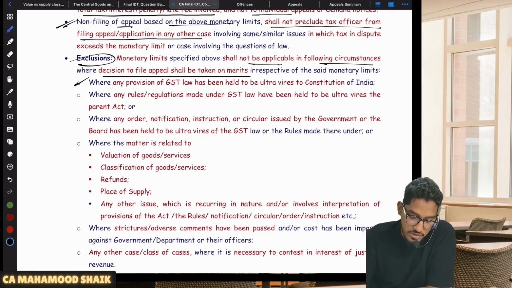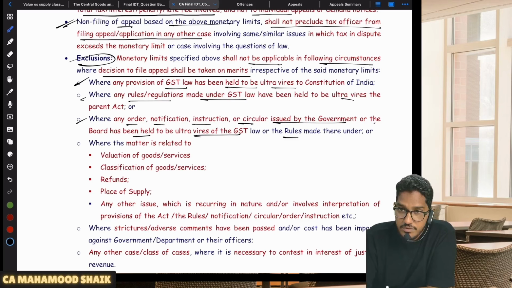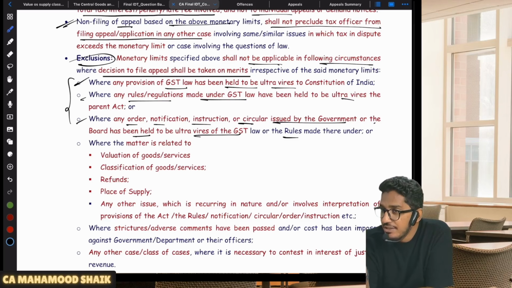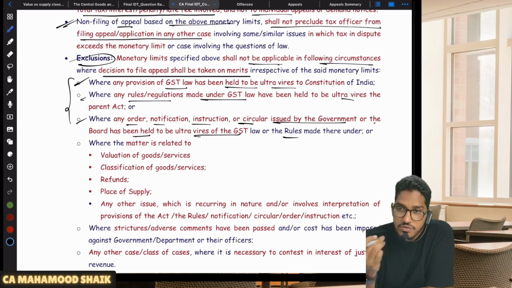That is what the first 3 points say, where provisions of the GST law have been held to be ultra vires the Constitution, or any rules or regulations made thereunder have been held to be ultra vires to the parent Act, rules are overriding the Act, or where any order, notification, instruction or circular issued by the government or the board has been held to be ultra vires to the Act or rules. So that means if they are challenging the validity of the Act, rules, orders or circulars, go for appeal irrespective of the amount.